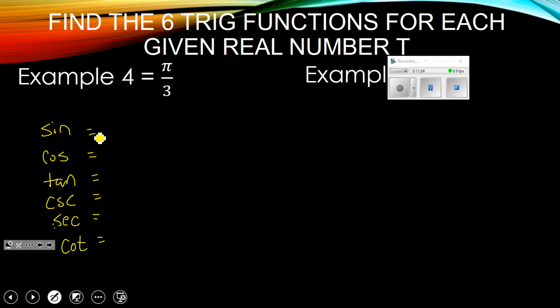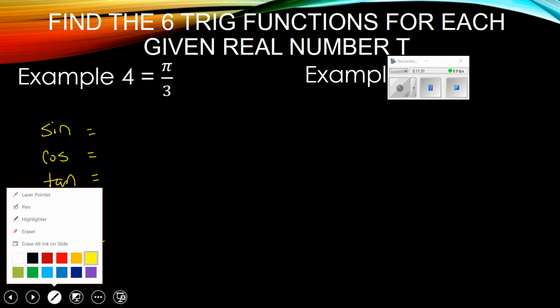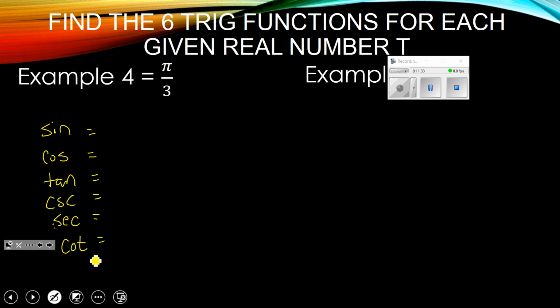Okay, for pi over 3. So I'm going to give you, take 5 minutes. All right, here we go. So let's look at this. This is pi over 3. So you tell me, what's the sine of pi over 3?